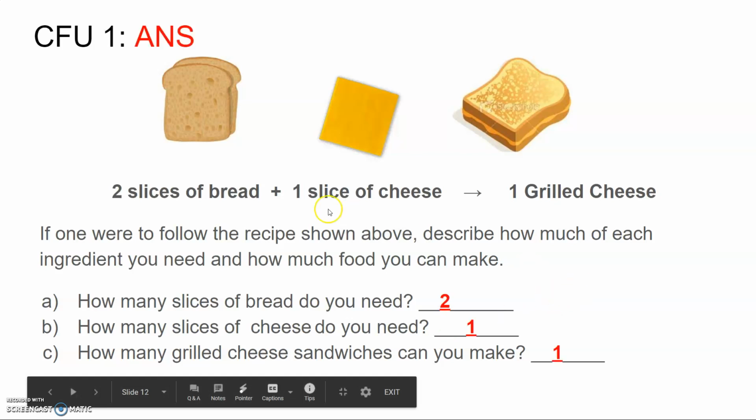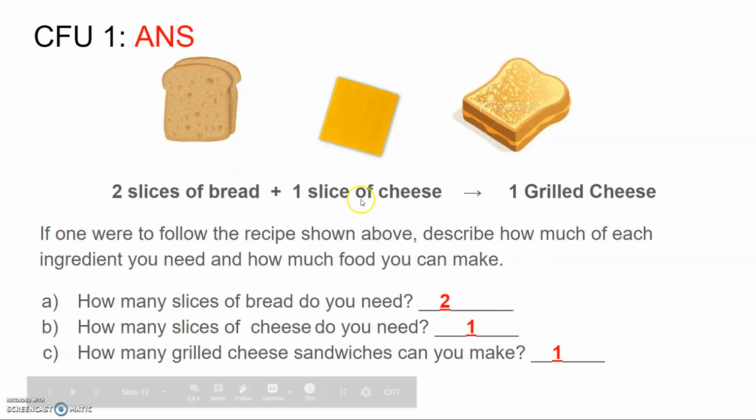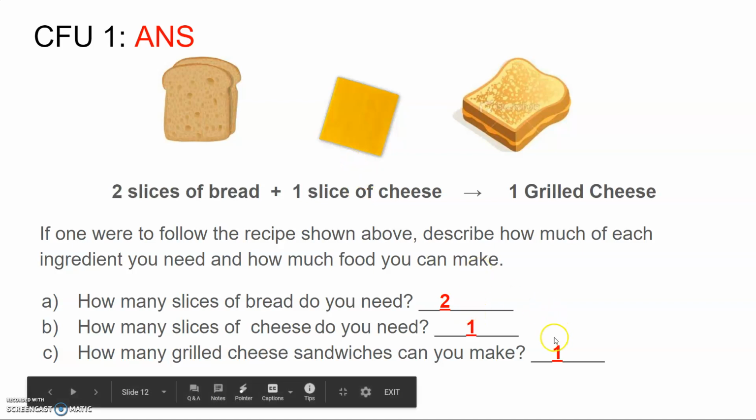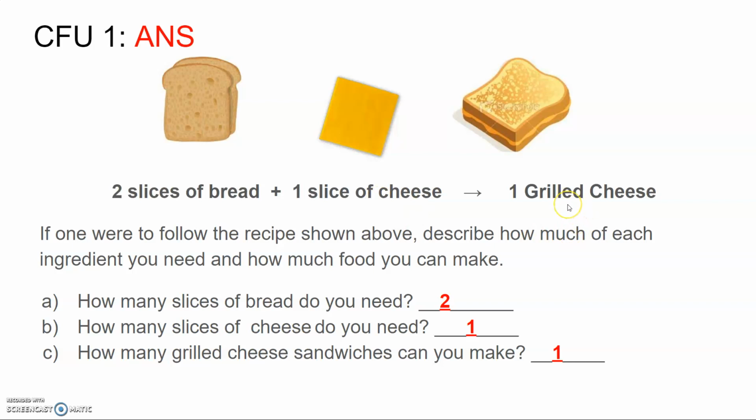Great, so you can see from the recipe you would need 2 slices of bread, 1 slice of cheese, and you can make 1 grilled cheese sandwich. And you're using the numbers in front of the ingredients and the food that you make.